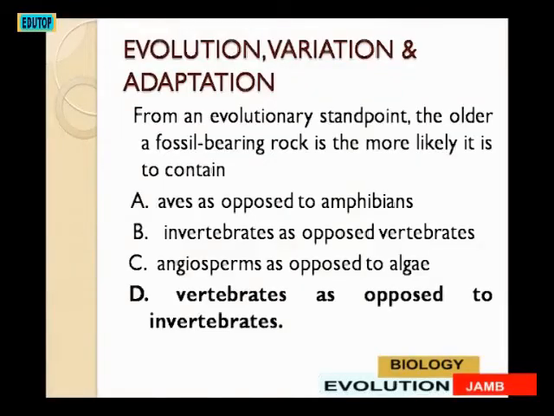The next question. From an evolutionary standpoint, the older a fossil-bearing rock is, the more likely it is to contain what? A. Apes as opposed to amphibians. B. Invertebrates as opposed to vertebrates. C. Angiosperms as opposed to algae. D. Vertebrates as opposed to invertebrates. From evolutionary standpoint, the answer is D. Vertebrates as opposed to invertebrates.